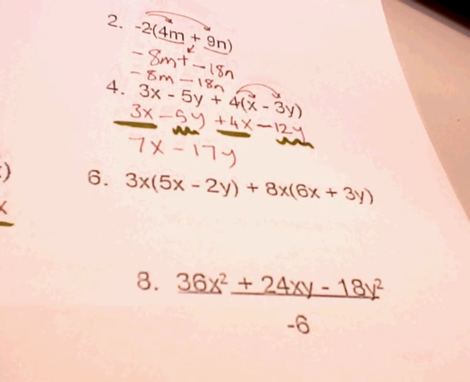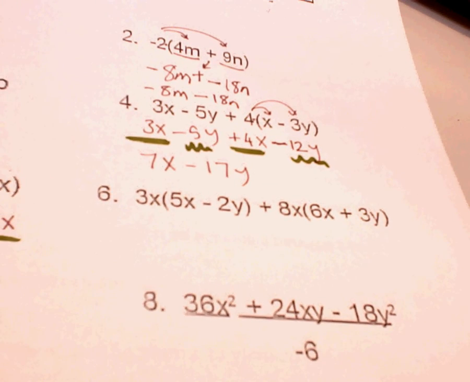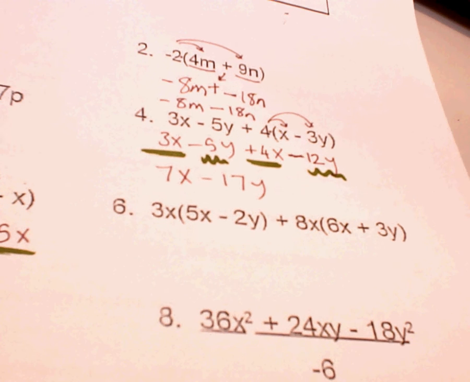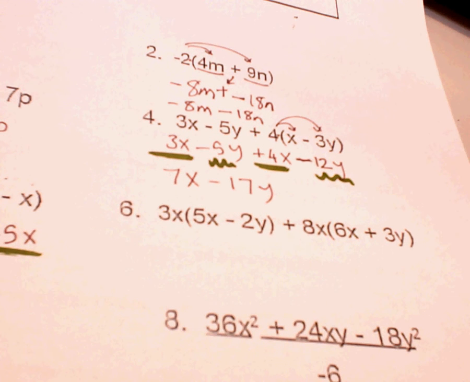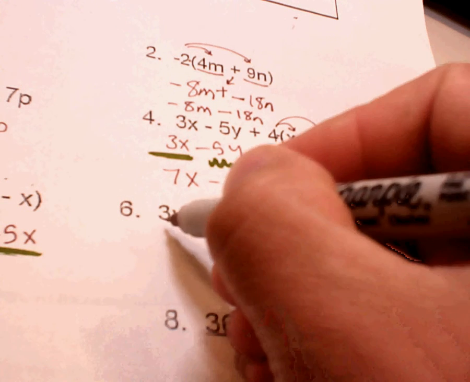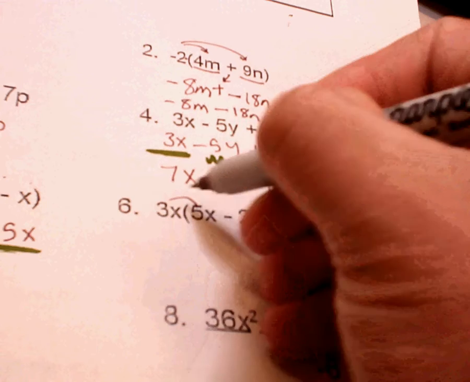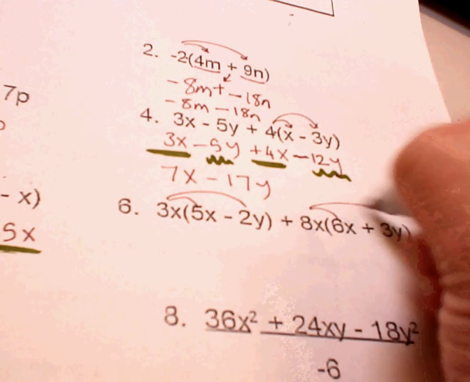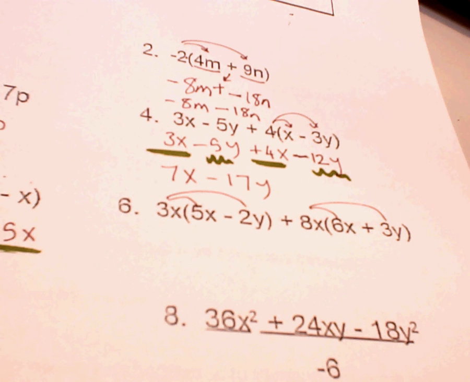Here's our next example. This looks pretty complicated, but it's just a combination of the two distribution steps. And instead of distributing a number or just a negative sign, this time we are distributing a number and a variable. So we will take 3x and we will distribute that to inside of the parenthesis. Likewise, we will take 8x and distribute that to inside of the parenthesis.